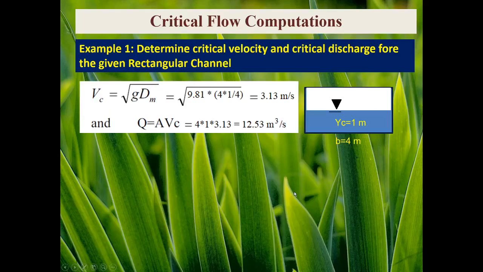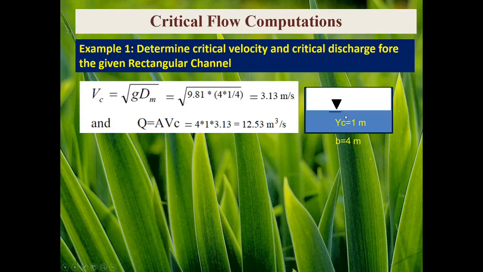Here we have some examples that will show how we can solve different kinds of problems based on the different classes that we saw in the previous slide. Example 1 says determine critical flow velocity and critical discharge for the given rectangular channel. This is my rectangular cross-section. Flow depth equals critical depth, and it is given as 1 meter. Bottom width is 4 meters.